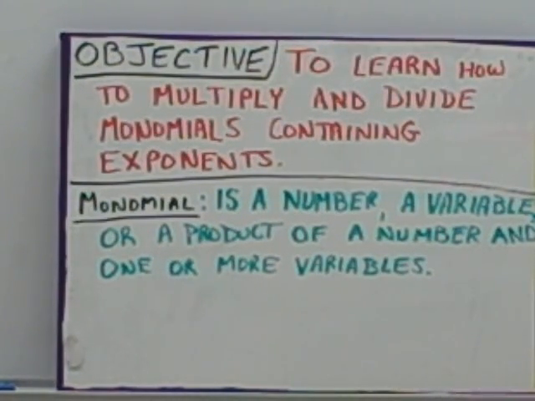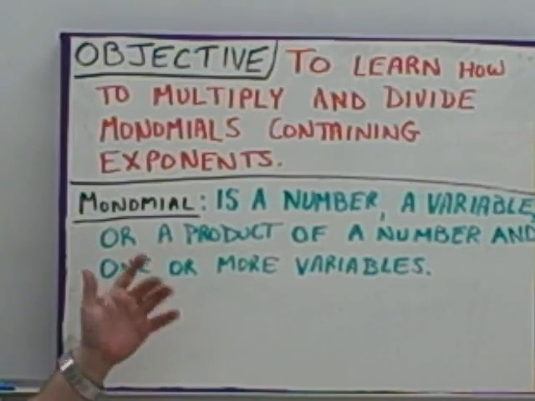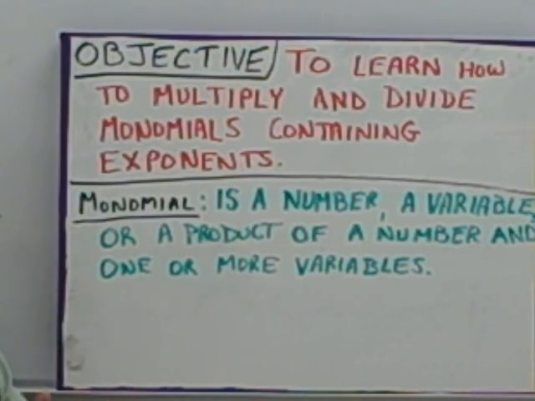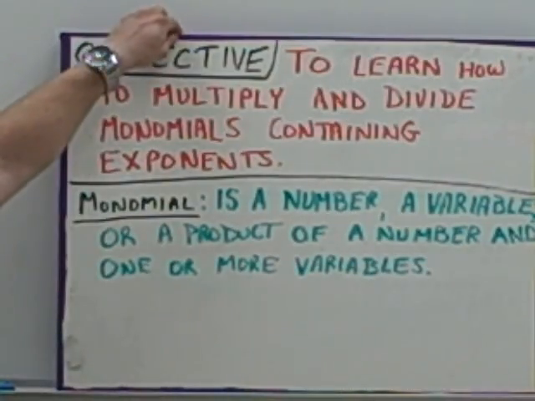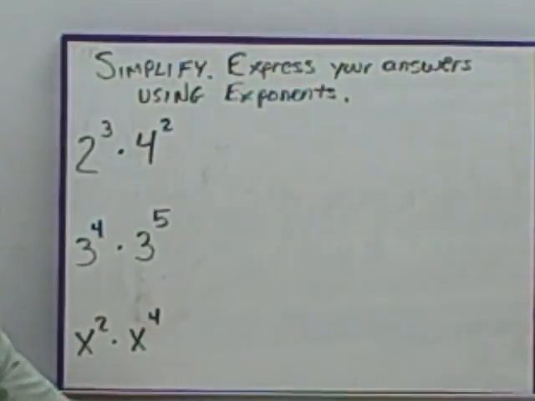Hello, the objective of this video is to learn how to multiply and divide monomials containing exponents. Remember, a monomial is a number, a variable, or a product, getting the answer in multiplication, of a number and one or more variables. Here we are asked to simplify and express our answer using exponents.